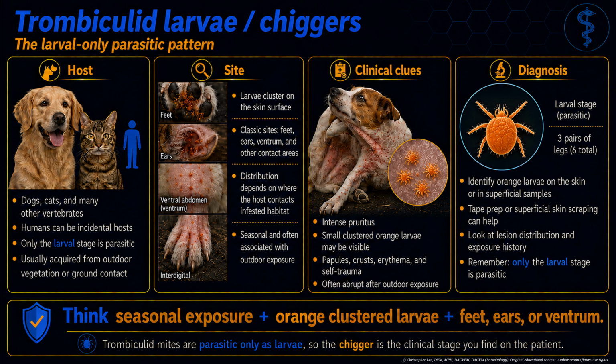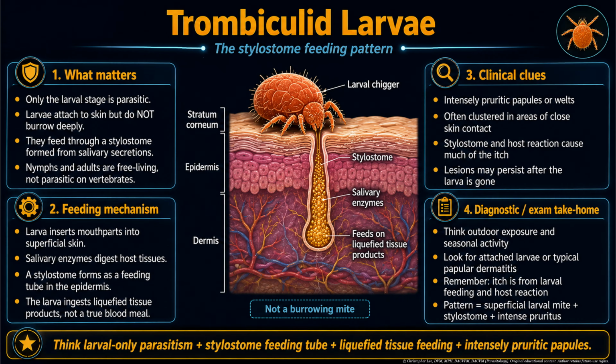You may see small orange clustered larvae along with papules, erythema, crusting, and self-trauma. The pattern is seasonal exposure plus orange clustered larvae plus contact site distribution plus intense itch. If the patient came in from the outdoors and looks like it rolled through an itchy orange conspiracy, chiggers belong on that list. Now for the part that makes chiggers memorable, their feeding mechanism.